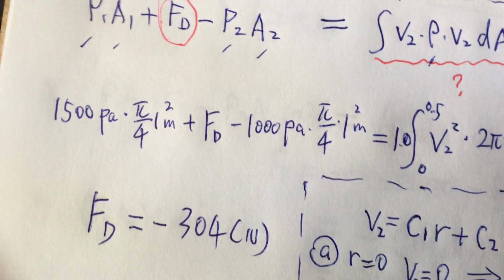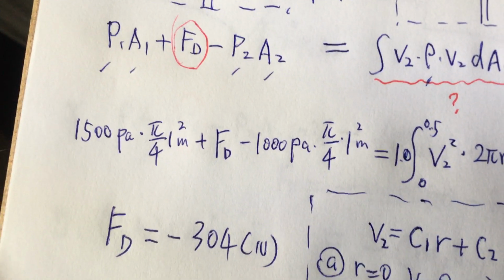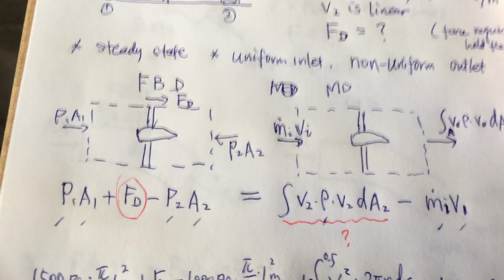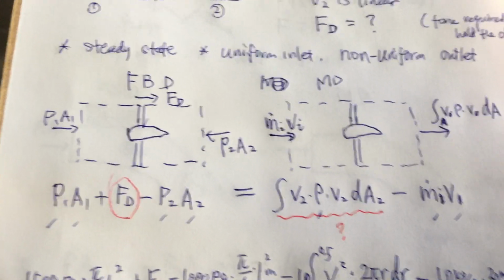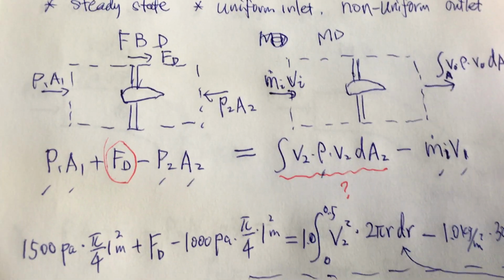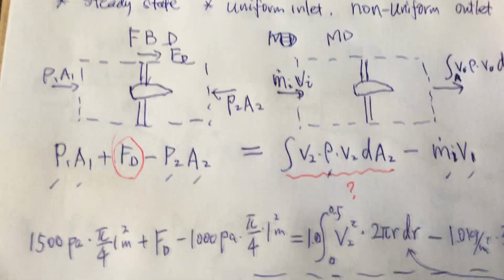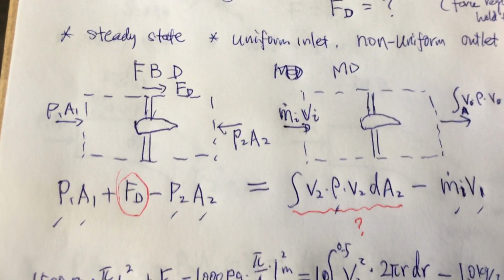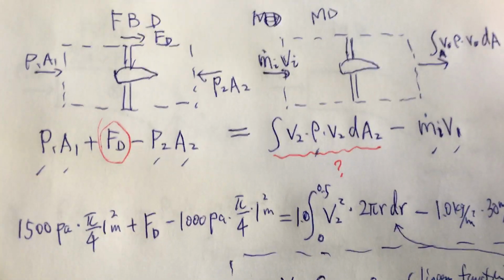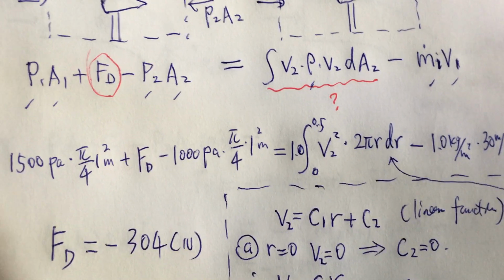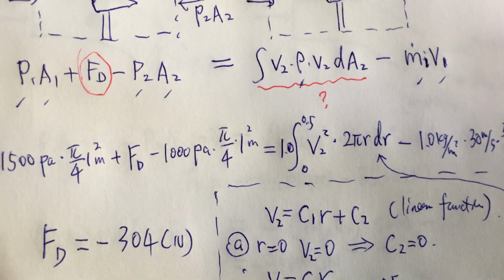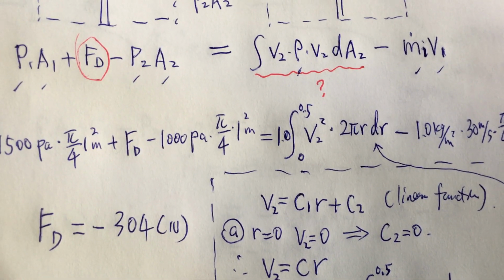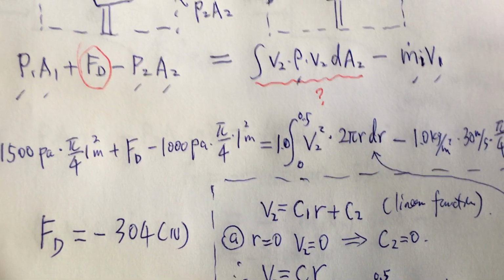It's negative 304 Newton, which means the force is toward the left, right? You have to hold it, otherwise the flow is going to blow it away, right? And if you're talking about the drag, it will be the same value, 304, but in the positive x direction, opposite to the force required to hold it. So the drag force will be 304 Newton. The force required to hold it is negative 304 Newton.